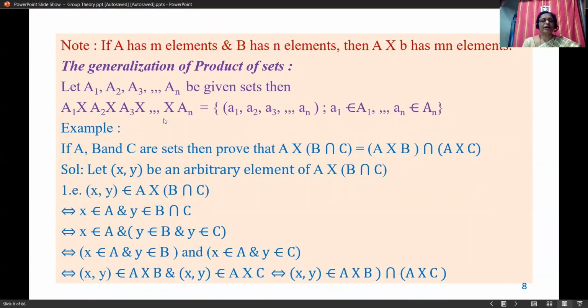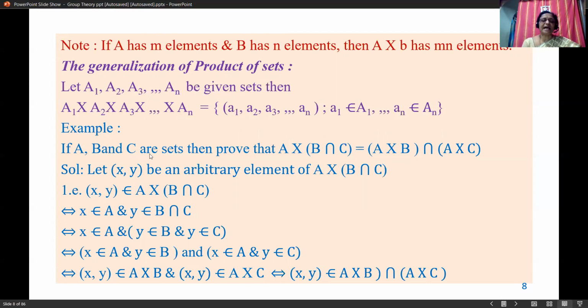Now we have considered these results for 2 sets. Now let us generalize the product of sets. The Cartesian product of n sets we are considering. So let A1, A2, A3, and so on up to An be given sets. Then A1 cross A2 cross A3 cross and so on up to An is equal to the set of all ordered n-tuples, where the first coordinate in the n-tuple is from the first set and the nth coordinate is from the nth set.